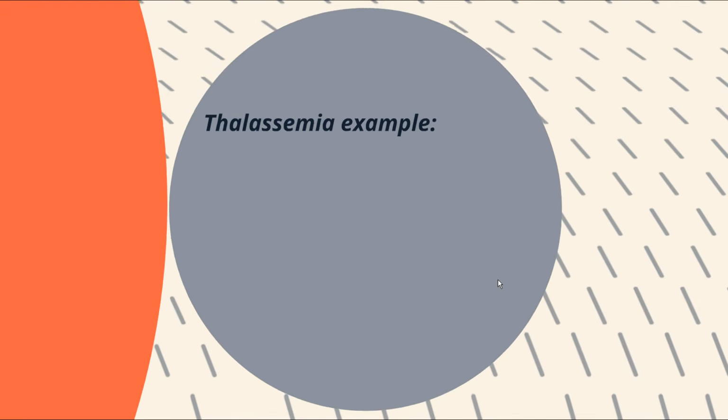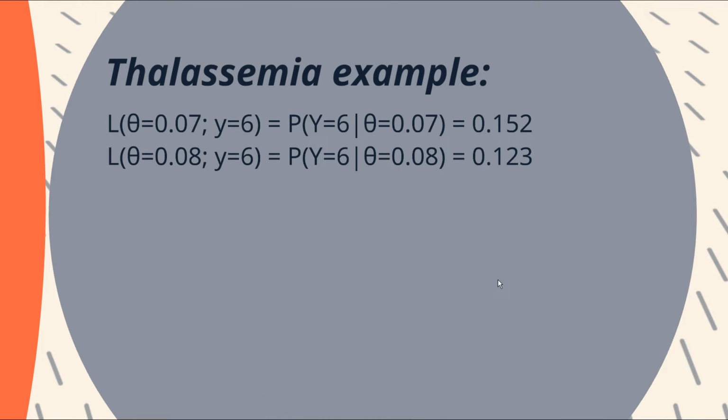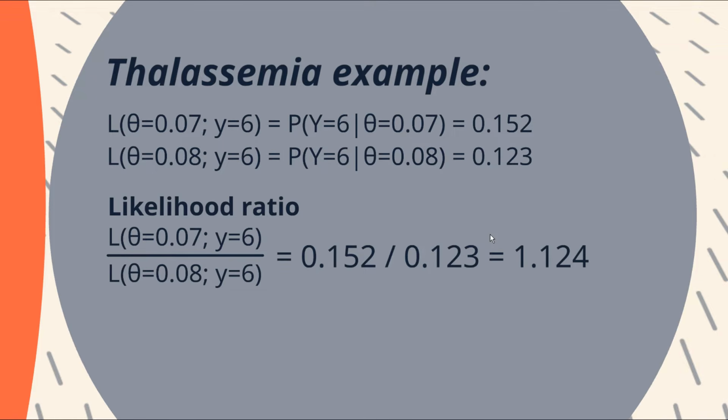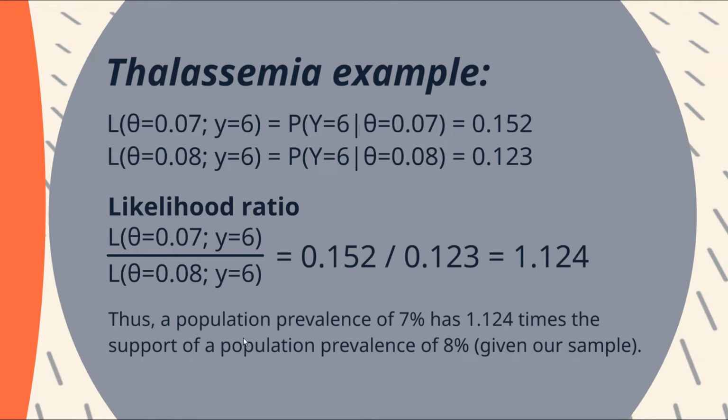So let's take it back to our example just to ram it home. The likelihood of theta being 0.07 for our thalassemia example was 0.152. And the likelihood of theta being 0.08 is 0.123. Now, we can construct the likelihood ratio by just dividing both of those, and we get 1.124. And that tells us that a population prevalence of 7% has 1.124 times the support of a population prevalence of 8%, given our sample.